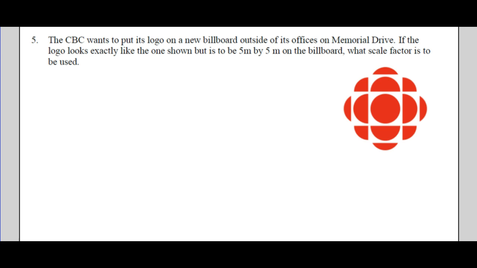The CBC wants to put its logo on a new billboard outside its offices on Memorial Drive. If the logo looks exactly like the one shown, but is to be 5 meters by 5 meters on the billboard, what scale factor is to be used? Okay, so you would need to measure this, and if you did, you would find this is 2.5 centimeters by 2.5 centimeters. Okay, so that's the drawing.